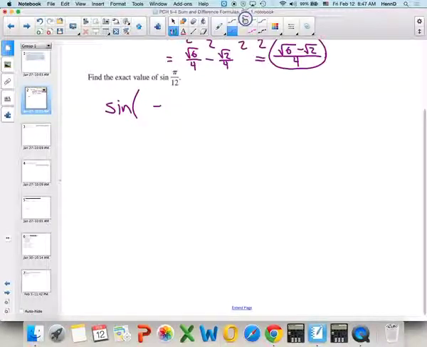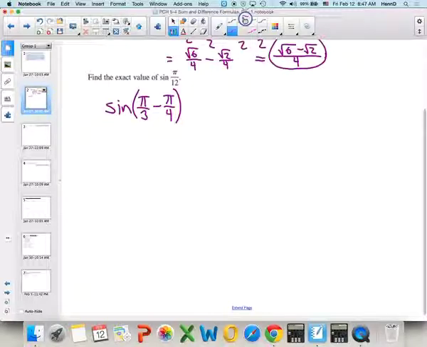Which is going to come first? Pi over 4? Pi over 3. Pi over 3 is bigger, right? We want a positive. So yeah, good. This is pi over 3 minus pi over 4. Very good.